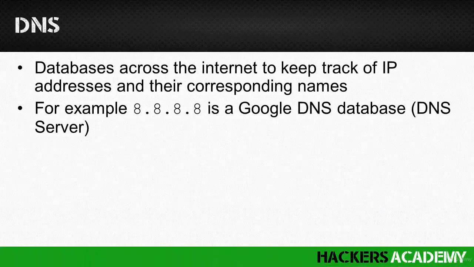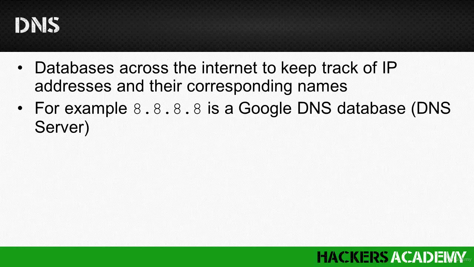You can think of DNS as a database across the internet that keeps track of IP addresses and their corresponding names. So think of it, for example, as a big Excel sheet with two columns. In one column, you have the name of every single website, and in the other column, you have the corresponding IP address of every single website.